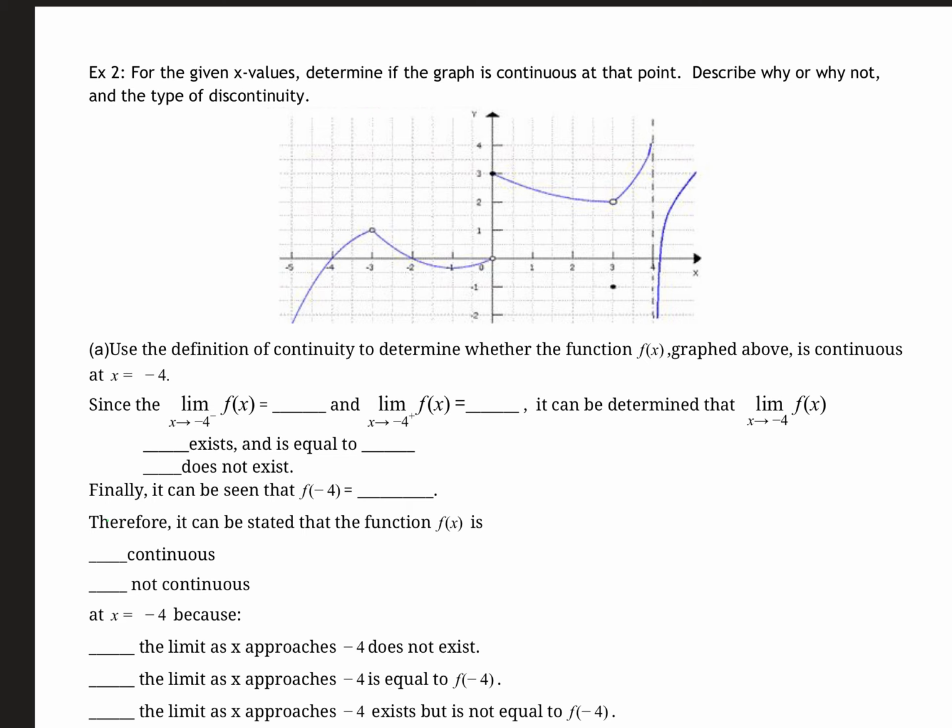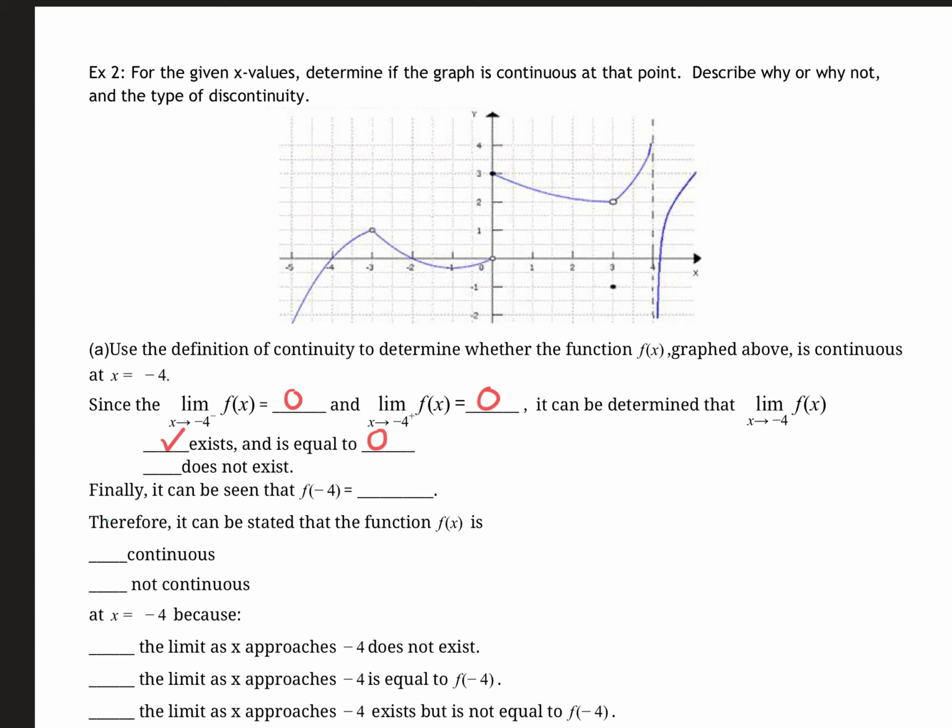We're going to start with looking at the limit as x approaches -4 from the left. I would say, okay, that looks like it's going to be 0. And then, now look at the limit as x approaches -4 from the right. As I approach -4 from the right, that also looks like it's 0. Now, because those are the same, it can be determined that my overall limit as x approaches -4 actually exists and is equal to 0. Now, if we got two different answers here, if this was 2 and this was 5, then we would say it does not exist.